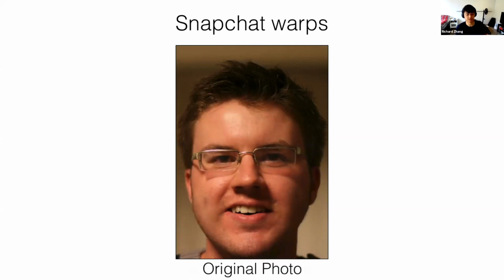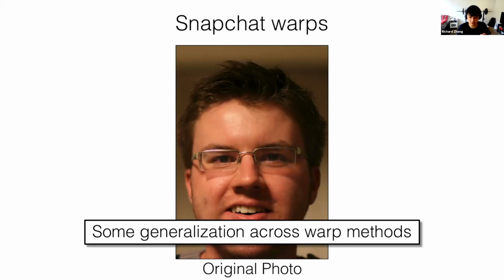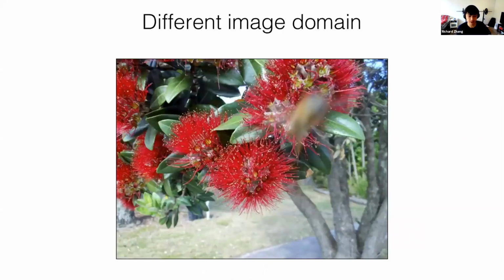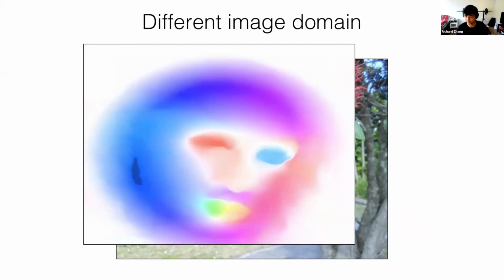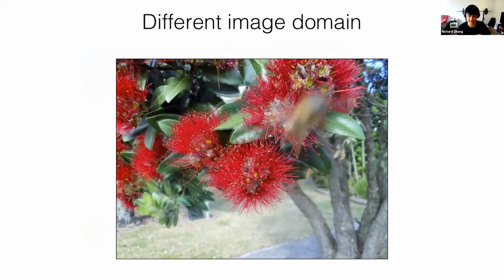And here's the original. So our undo, I think, didn't quite get far enough, but it was in the right direction. So there's some generalization across warp methods. We're testing on a face with a different type of warp, and it still works. What if we don't test on a face at all? Here's an image of a flower. We can apply a warp from a face, just so the warp is in distribution, but the image is not.